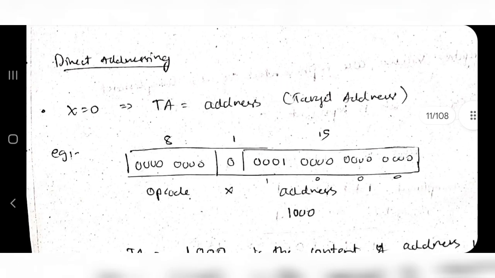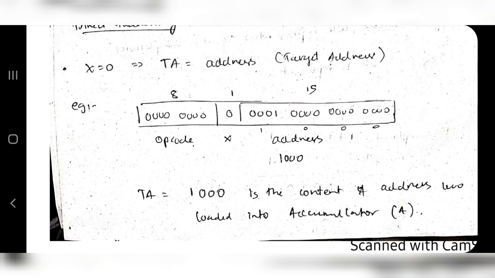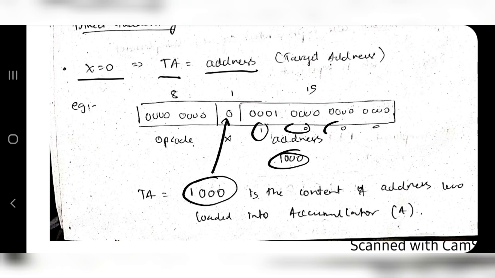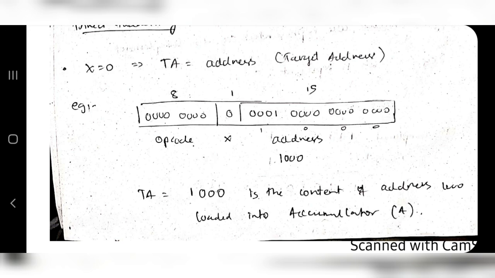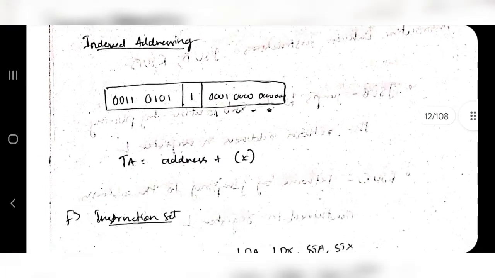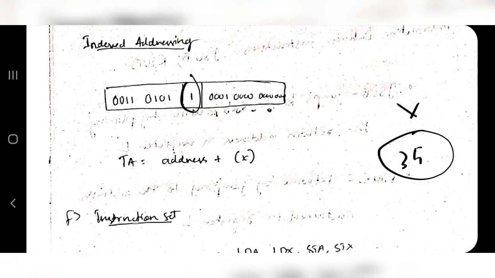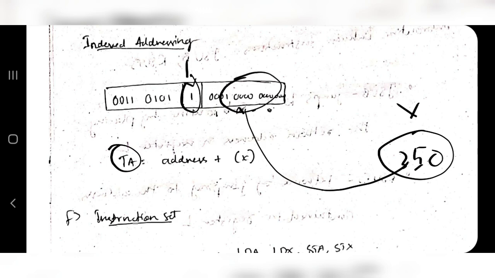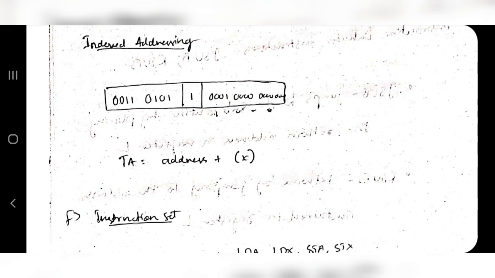In direct addressing mode, x equal to 0 means the target address will be equal to the address itself. So if this is written as 0 here, the target address will be 1000 only, because this is 1000. But if it is indexed addressing, 1 is here, and 1 means the x value present here, like suppose 350. So 350 will be added with this value, and that will be my final answer. Because 1 is present here, I should include this as well. That's the difference between direct and indexed addressing. So in SIC there are two types of addressing: direct and indexed.